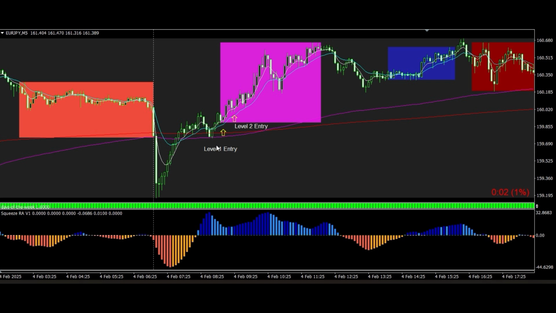But if we're strictly following ICT rules, we wait until the London session, and then we get that retracement here, and you can enter on this candle that closed above the 5 EMA.